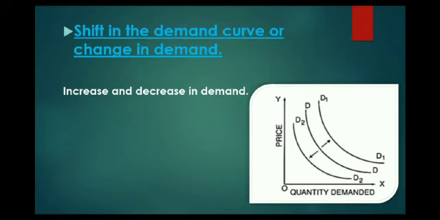Next, shift in the demand curve or change in demand. Increase and decrease in demand. If the change in quantity demanded of a product takes place due to any factor other than price of the product, then it is called increase or decrease of demand. So you see here in this diagram, if demand increases due to increase in income, then the demand curve shifts to the right from DD to D1 D1. If, however, the demand decreases due to fall in income, then the demand curve shifts to the left from DD to D2 D2.